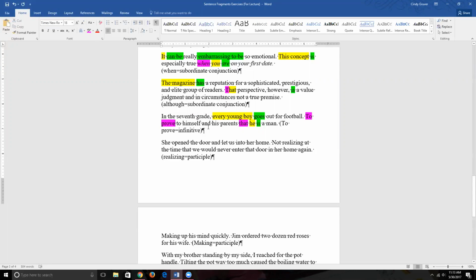So we don't have a complete thought here. This whole thing you could consider a subject because we could put a verb at the end of it. It would be kind of awful from a stylistic standpoint, but it could work. But right now we don't have anything other than a subject. But you know what? We can attach it to the sentence that comes immediately before. And literally all we have to do is drop the period. In the 7th grade, every young boy goes out for football to prove to himself and his parents that he is a man. That's a complete sentence.